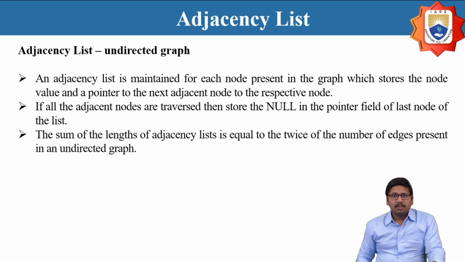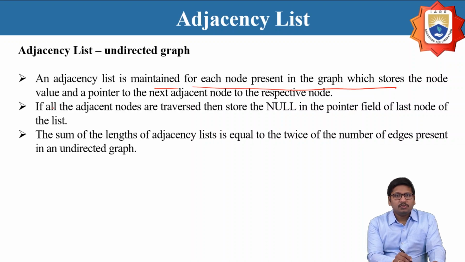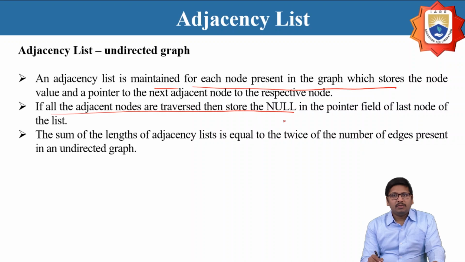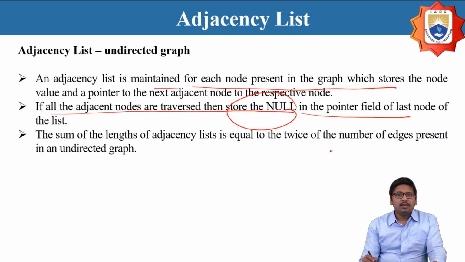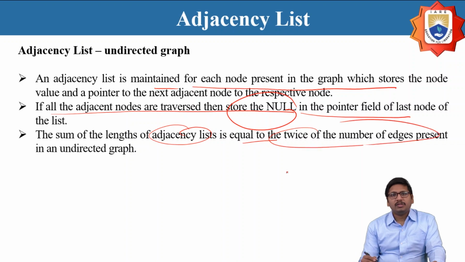So adjacency list in case of an undirected graph. An adjacency list is maintained for each node present in the graph. It stores the node value and a pointer to the next node. If all the nodes are traversed, then we store null in the pointer field of the last node of the list. And the sum of the lengths of the adjacency lists should be equal to twice the number of edges in the undirected graph.